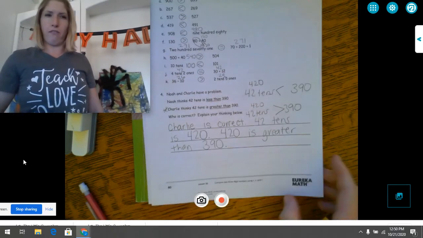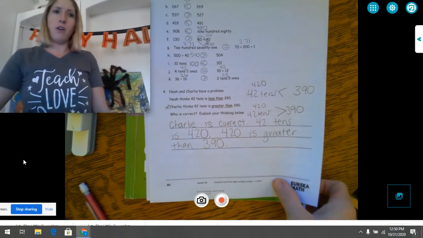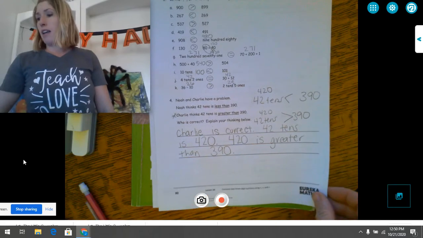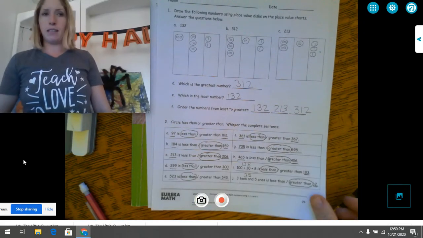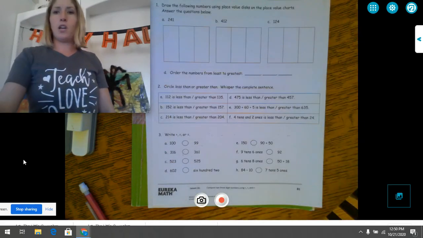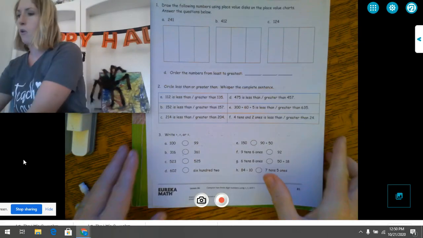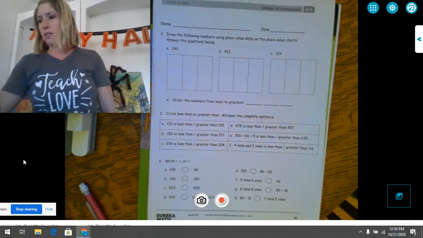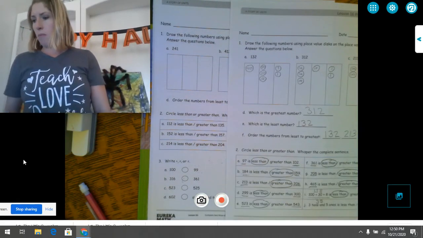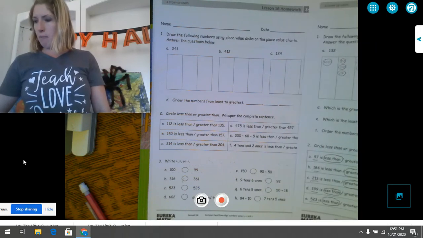If I went too fast for you, remember the cool thing about a video is you can push pause and catch up, and then push play again. Okay, so that is it for today's problem set 16. Let's take a look at the homework page before I leave you. So your homework page, look, it looks just like your problem set page. It's almost the same at the top there.